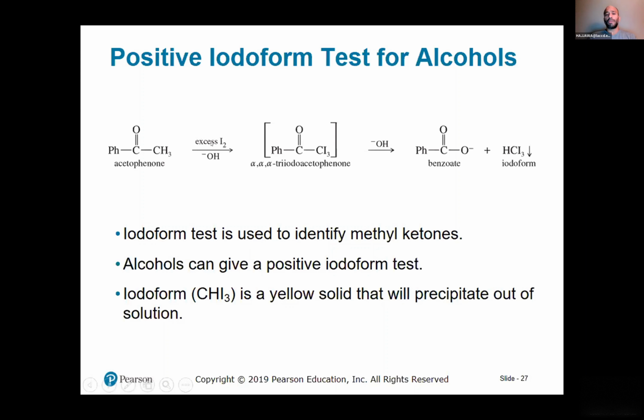This is the iodoform. So we can see excess iodine and hydroxide. That's going to end up making a CI3. And that goes through the same step that we've seen previously to end up making the carboxylate. In this case, it's the benzoate, since we're starting with the acetophenone, plus the HCI3. And that's a yellow precipitate, as I mentioned.